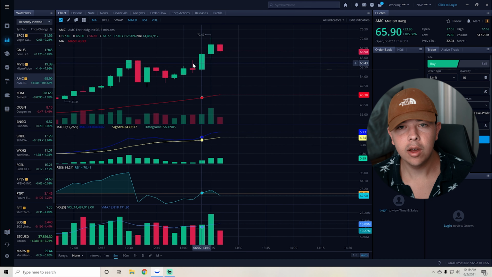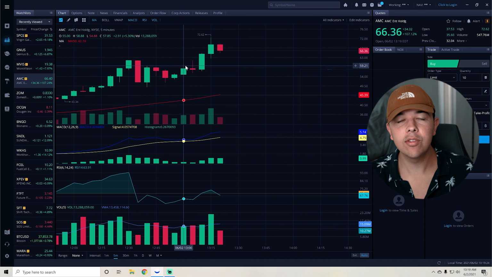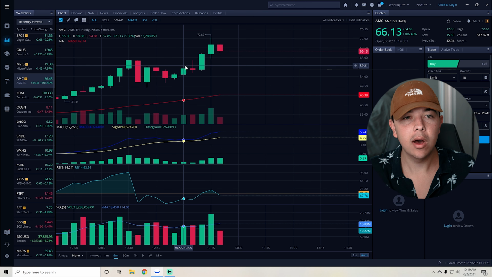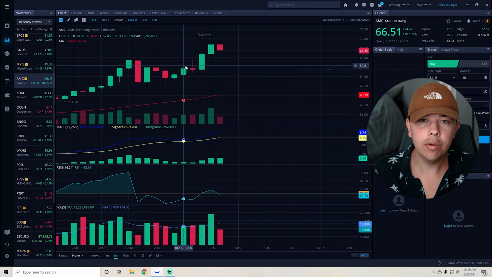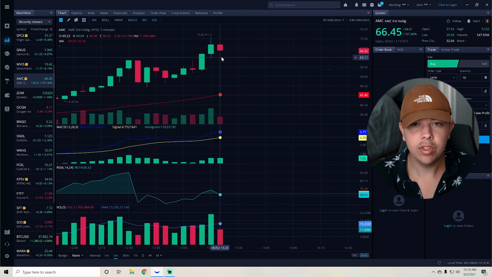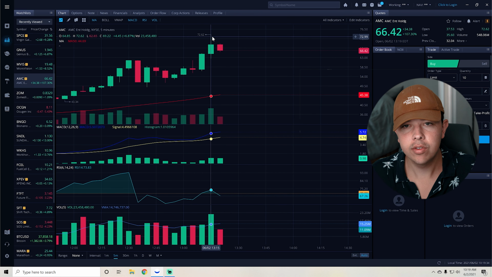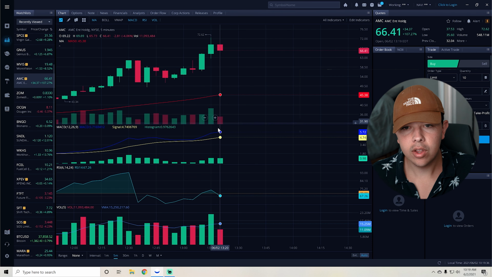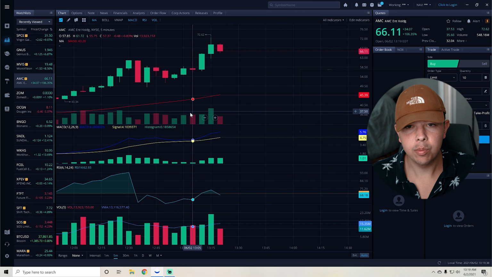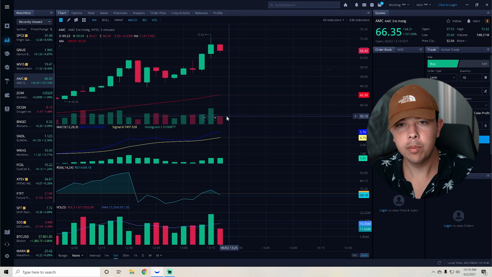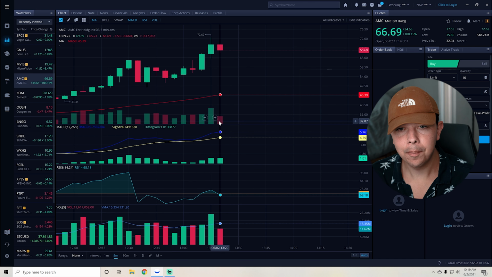Right now we are seeing a bull flag. I'm going to try to get this video out as soon as possible, but basically what a bull flag is, usually there's a big run up from say $52 to $72, and then it'll consolidate a bit. So obviously there was more volume over here, there's less volume right here as of right now.